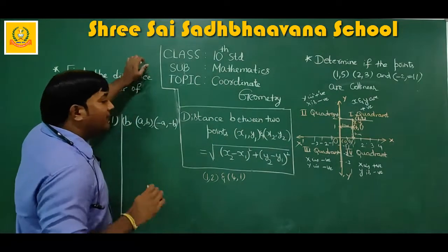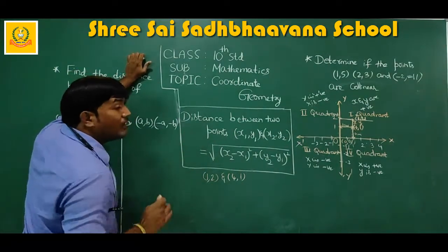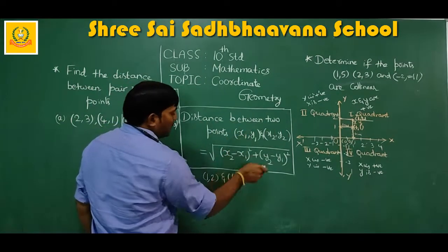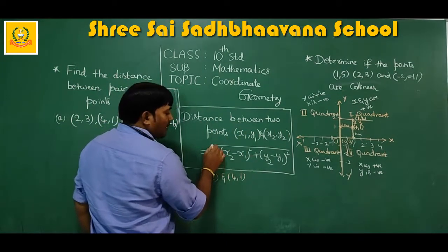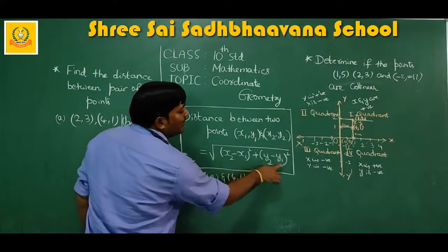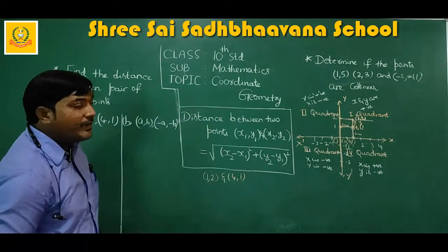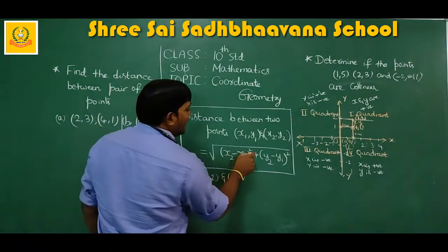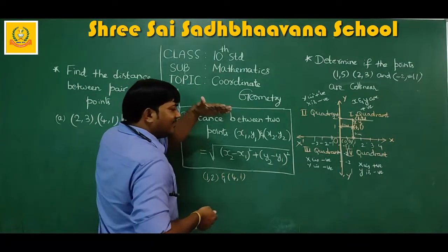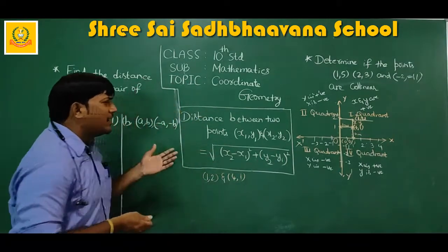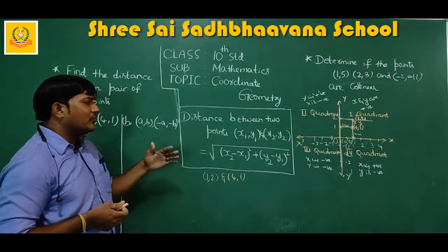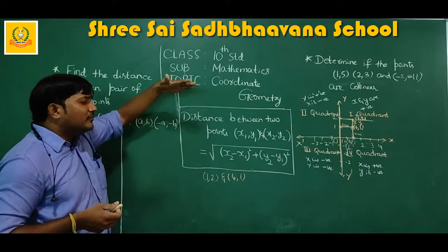So now, when you consider these two as the points, what is the formula? Distance between two points is equal to root of x2 minus x1 whole square plus y2 minus y1 whole square. Okay? You will be getting one mark sum based on this topic in your 10th final board exams. It is very easy.